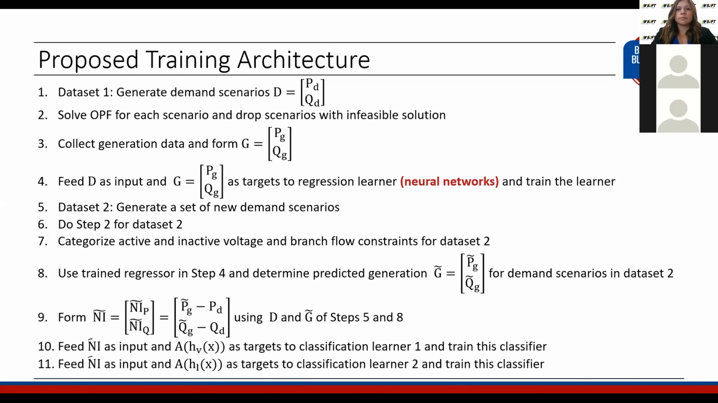This is the proposed training architecture of our approach. Our paper is available on arXiv. It is under review, but we have put the paper on arXiv, we have released our code on GitHub, and the data is also on IEEE. Everything is there. So next, please.